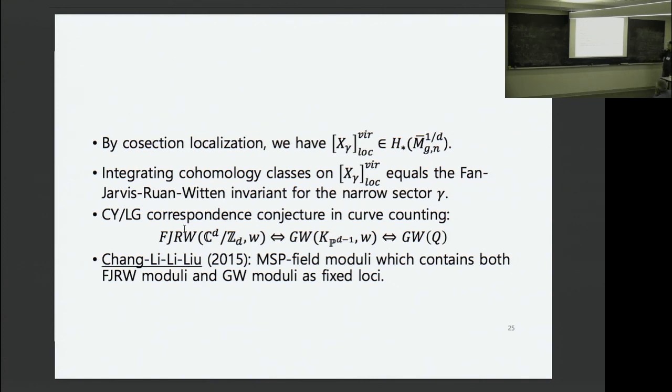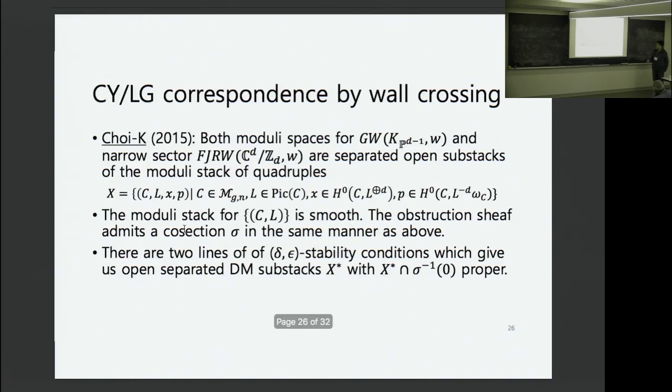There is possibly another approach to the LG/CY correspondence. We can think about wall crossing. We can even think of a bigger stack. We can enlarge the stack. You can think of the stack of quadruples: curve, line bundle, sections, and then this P-field. And the point is that there are many, many stability conditions in this big enough moduli stack.